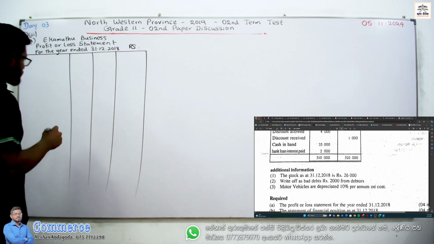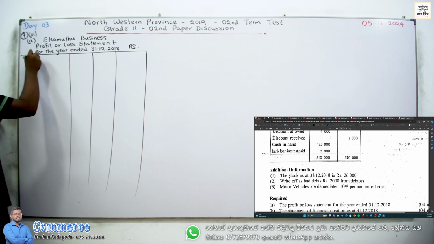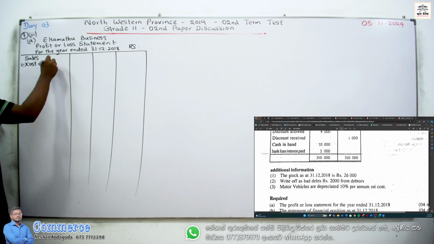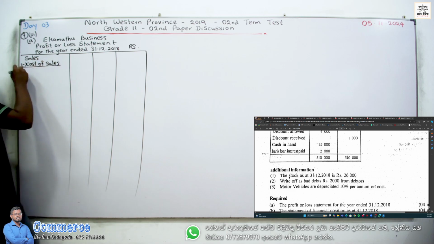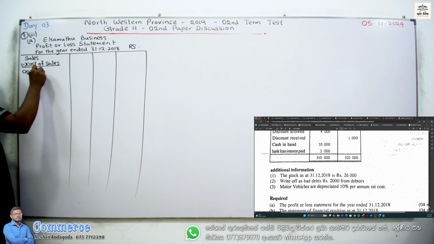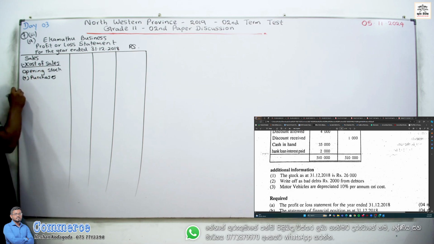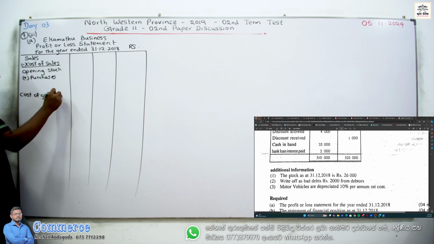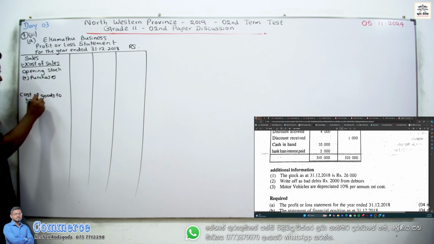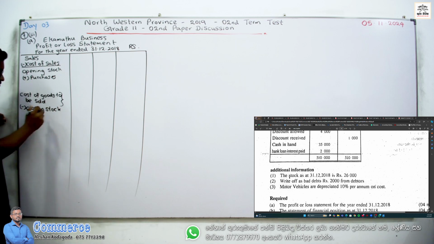So, sales minus cost of sales. Opening stock plus purchases, keep two lines, then cost of goods to be sold, minus closing stock, then the gross profit.